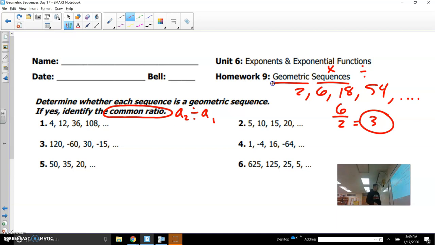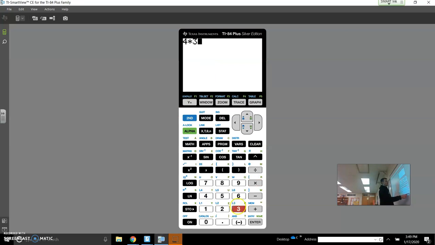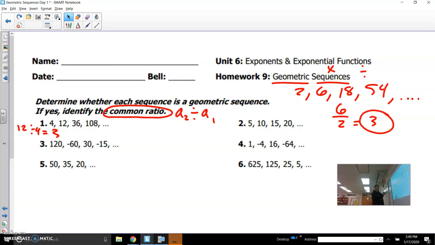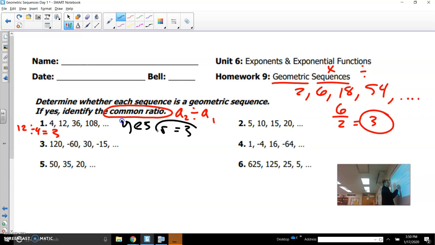So if I'm doing that for this one, I'm going to do the first few, and then I'll leave you 5 and 6 to demonstrate understanding. In the first one, I noticed that 12 divided by 4 would be 3. Now the question is, is it consistent? Is it consistently multiplying by 3? Maybe use your calculator or a sheet of paper to multiply some stuff out. 4 times 3 is 12. Times that by 3, times that by 3, and that is giving me all the other numbers. So yes, this is geometric, and that r value would be 3.